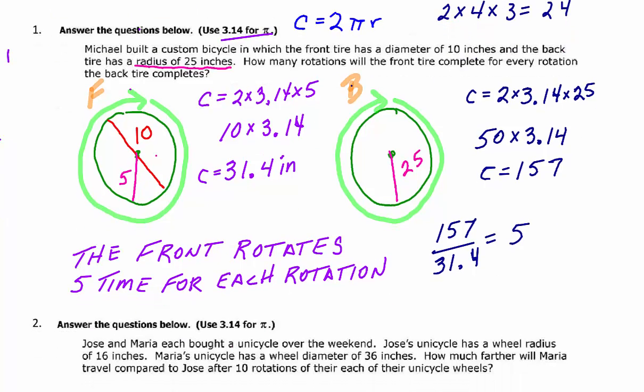So for every time that back tire goes around, the front tire will have gone around 5 times. Okay, so check your work on using circumference here. And then, if that's what you got, if you also got 5, then you're good to go. Check your work on the bottom. If you didn't get 5, go back and look this over and then rework the bottom as necessary.